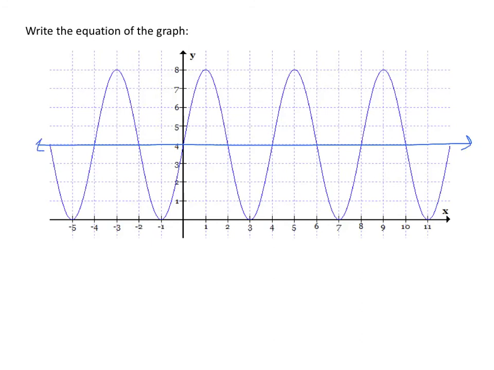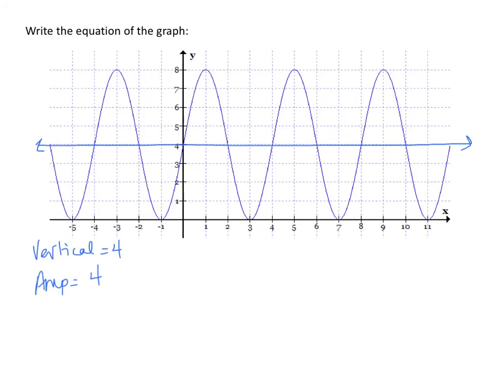This tells me that I have a vertical shift of 4 units. Now, the fact that my max and min are now 4 units away from this center also tells me that my amplitude is 4. The third thing that I need to look at is the period of the graph. If you will notice, these are not in terms of pi. That's okay. It does not have to be in terms of pi.